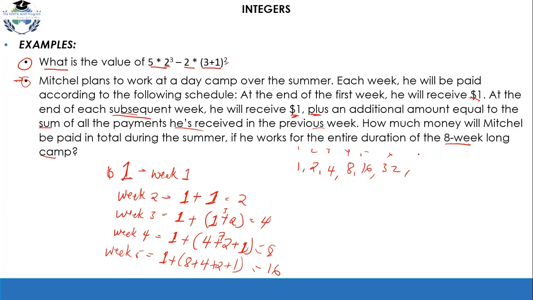So then week 7 is going to receive what? 32, and then it's going to receive 64, I believe.